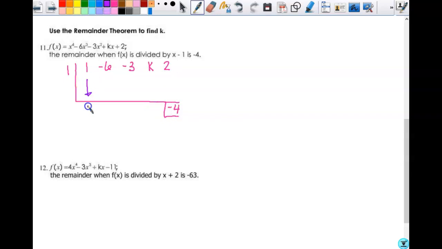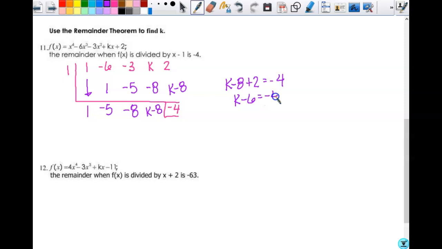So this is 1, 1, negative 5, negative 5, negative 8, negative 8. So this will be k minus 8. 1 times k minus 8 is k minus 8. So k minus 8 plus 2 equals a negative 4. So k minus 6 equals negative 4. So k equals 2.